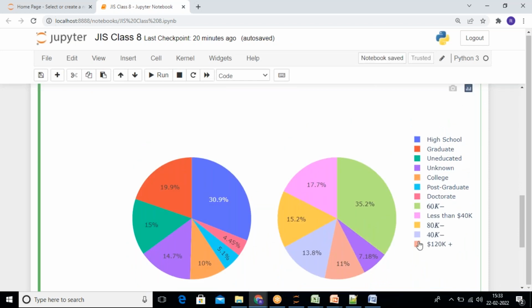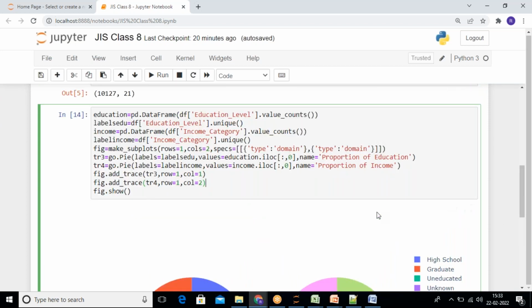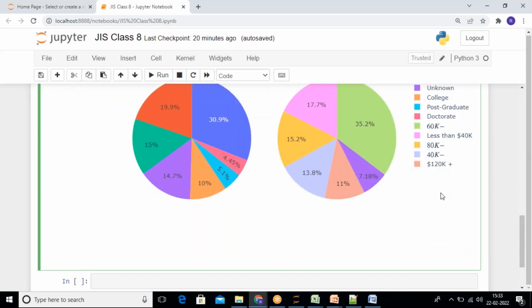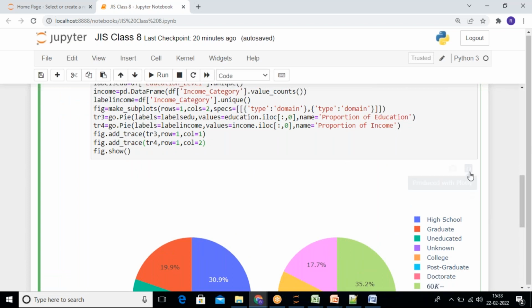See, here are the colors, and here are basically the incomes and the education. The high school. If you take on this, it's graduate. If you take on this, uneducated. Take on this, unknown. Take on this, college. Take on this, postgraduate. This is doctorate. See, so the graph has been plotted. Okay, it's plotted basically.